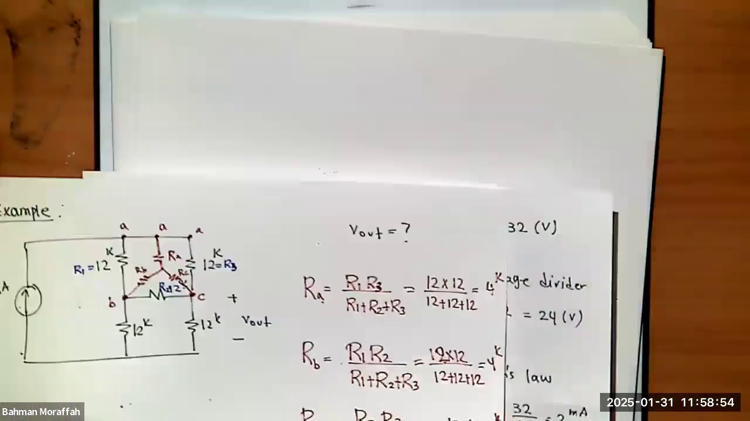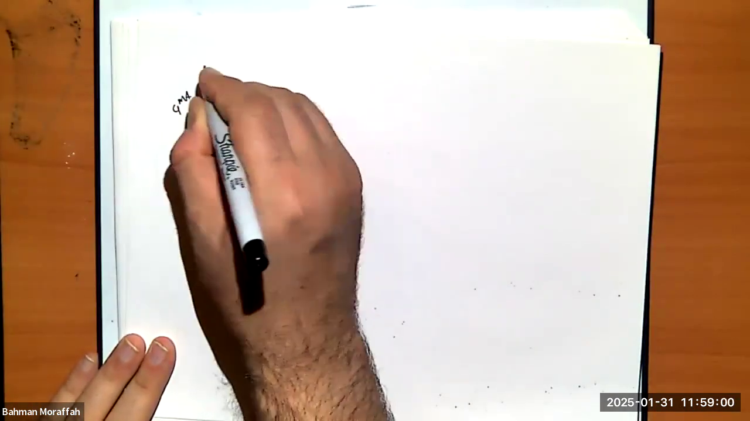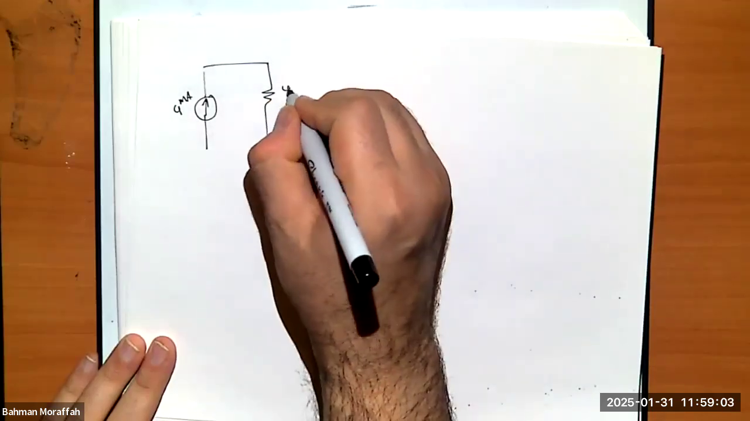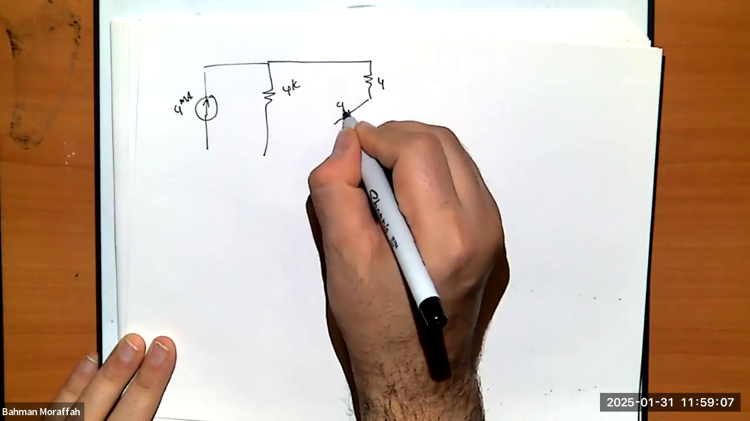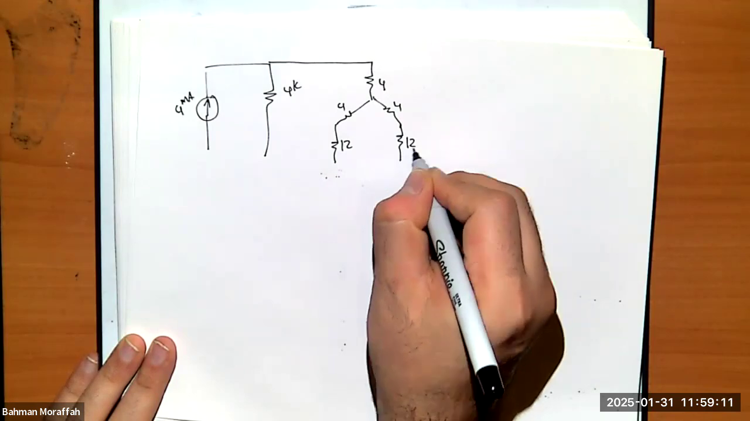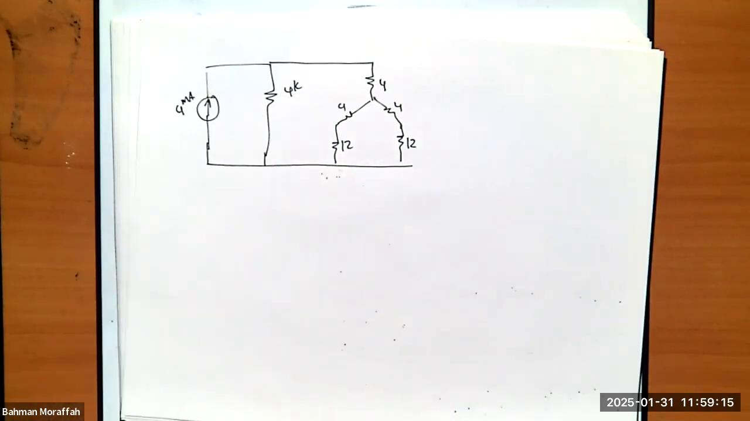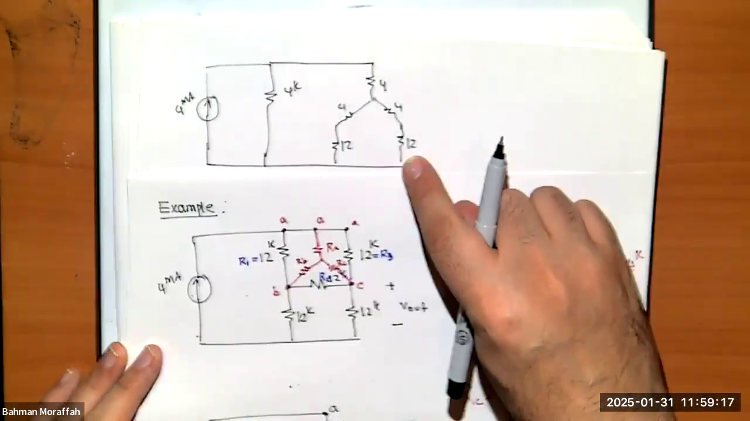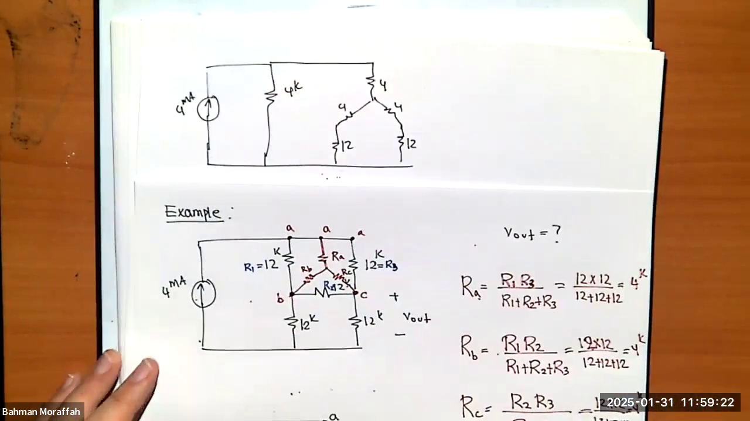What if my circuit looked like this? I had this 4 milliamps. Then let's just say I have another 4K here, and then this 4, 4, 12, 4, and 12. Basically, I have the exact same circuit. I only have this one extra.